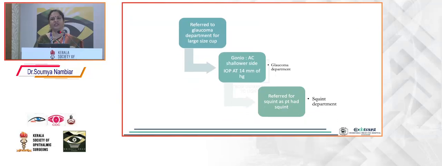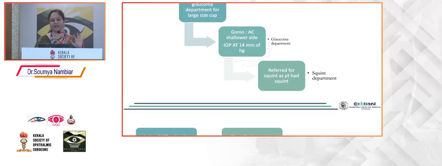Now, she was initially referred from general ophthalmology to the glaucoma department because of the large cup that the doctor observed. In the glaucoma department, a gonioscopy was done, the AC was found to be shallow, but IOP was on the normal side. But because there was a squint, she was referred to the squint clinic.